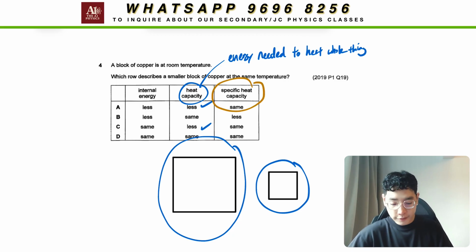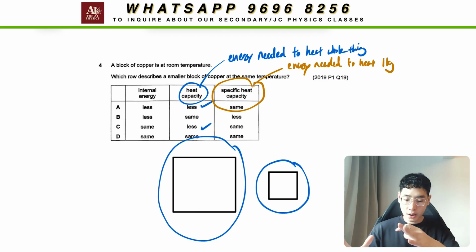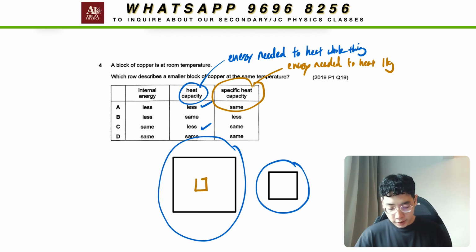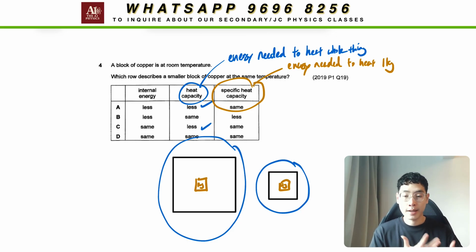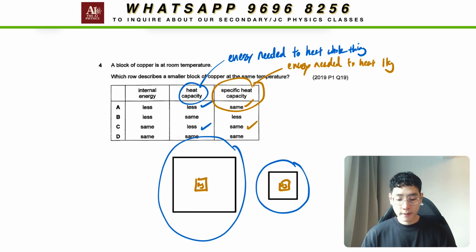Whereas specific heat capacity is the energy needed to heat 1 kg of the object. So we can see even if you are bigger or even if you are smaller, the energy needed to heat up just 1 kg of the object is the same because they are both made up of the same material. So the idea is that the specific heat capacity is actually the same for both blocks.